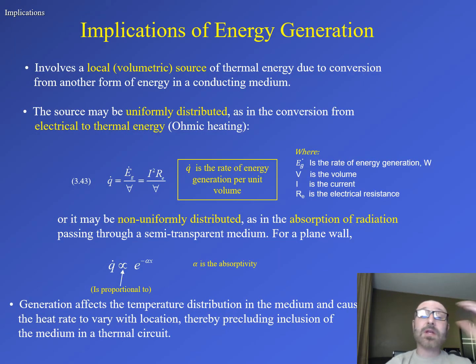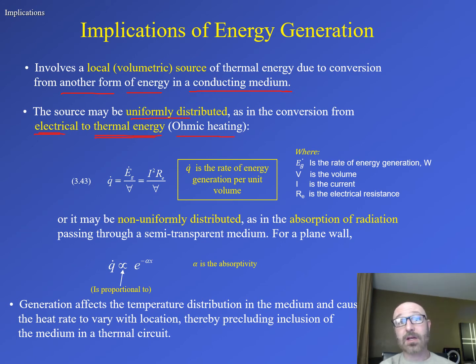So now let's jump into the implications of our energy generation. What this is going to involve is a local volumetric source of thermal energy due to conversion from one form to another form of energy in a conducting medium. Now the source may be uniformly distributed, as when we take a look at the conversion from electrical to thermal energy.